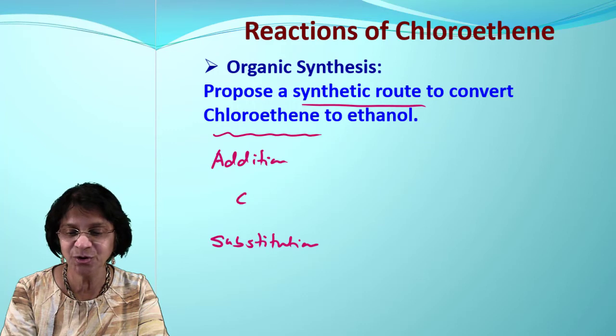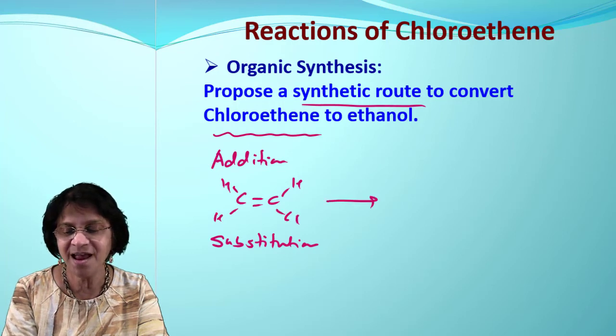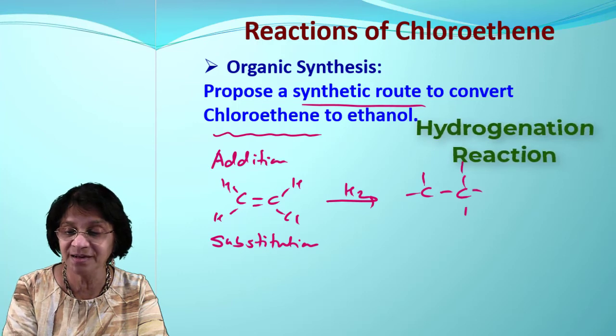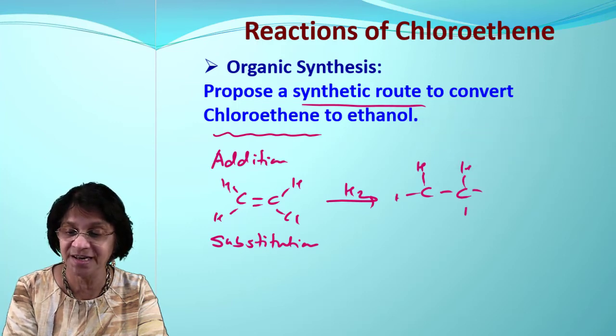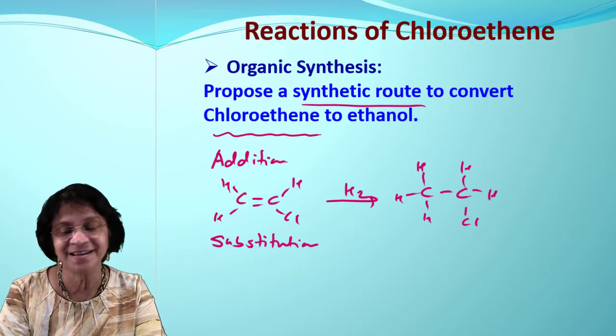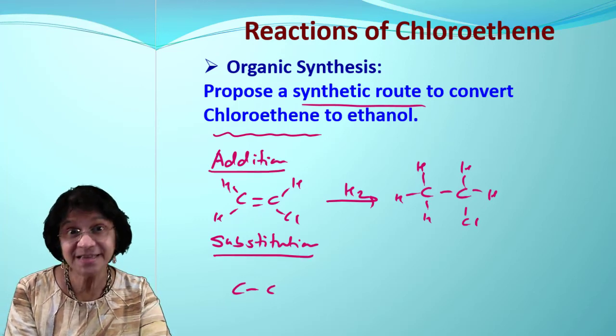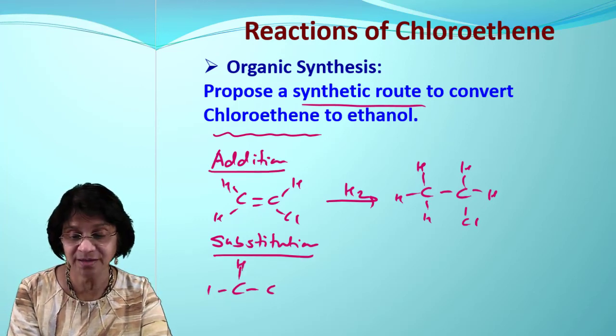So let me show you what we do for the first step. That's our chloroethene, and we treat that with hydrogen. So what is it called? That we call a hydrogenation reaction. So we end up getting a saturated alkane here, or alkyl chloride rather, and that is chloroethane or ethyl chloride.